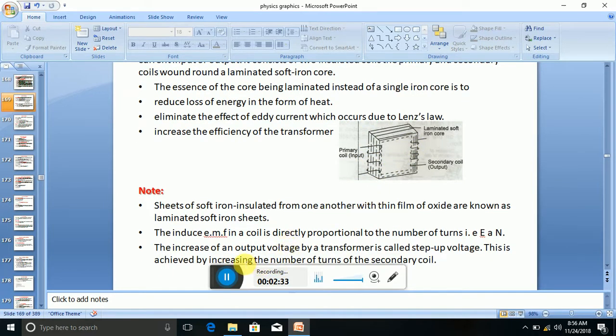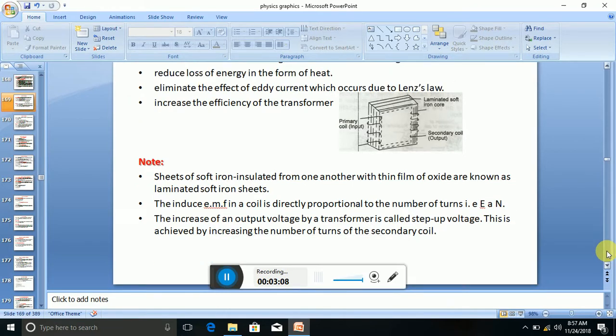The increase of an output voltage by a transformer is called step-up voltage. This is achieved by increasing the number of turns of the secondary coil. So if you have more turns here, then you've increased the voltage. If you have lesser, you've decreased. So the number of turns in the primary in relation to the secondary determines whether you're stepping up or stepping down the voltage.